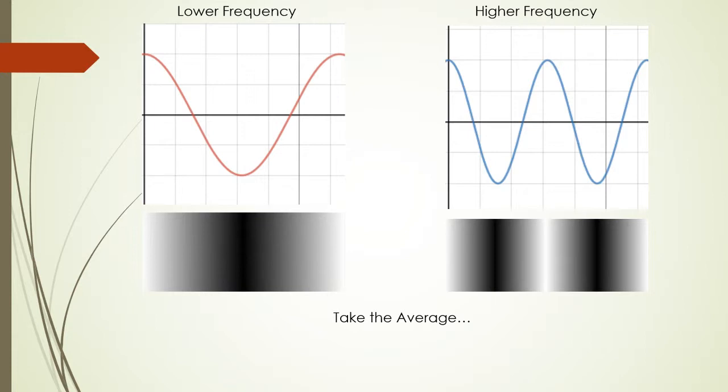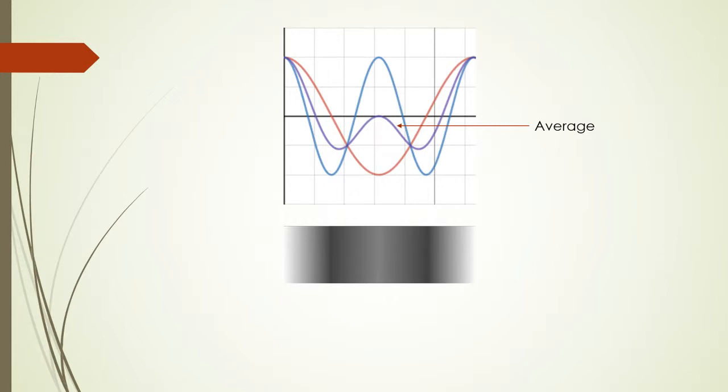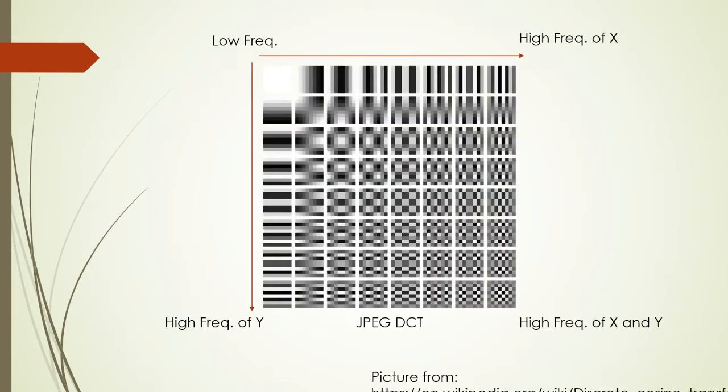Now if we take these two different cosine waves, add them together, and average them out, you get a wave that looks like this purple wave here. And then when we make that purple wave into an image, we get the image on the bottom, which is not something that you can make with just one cosine wave. So when you combine different cosine waves, you get different potential images.